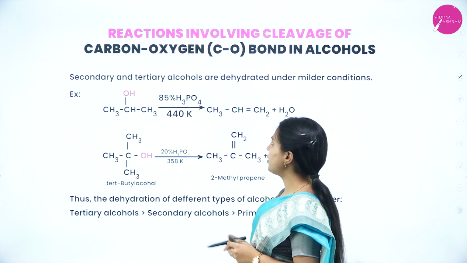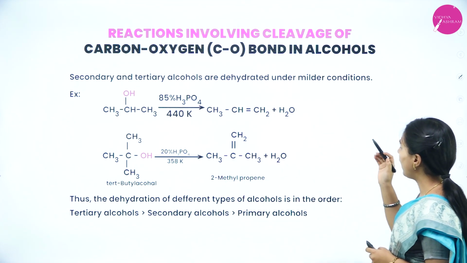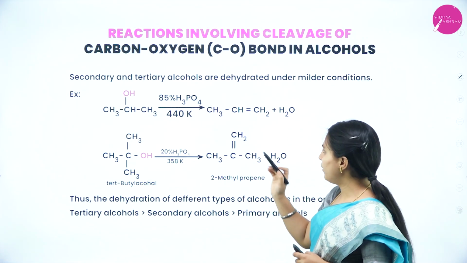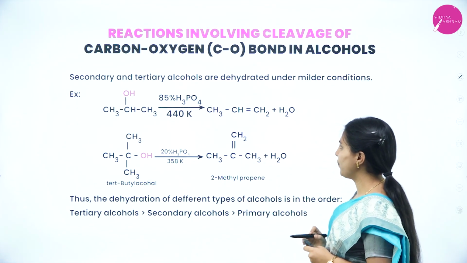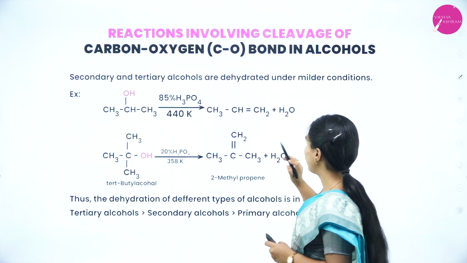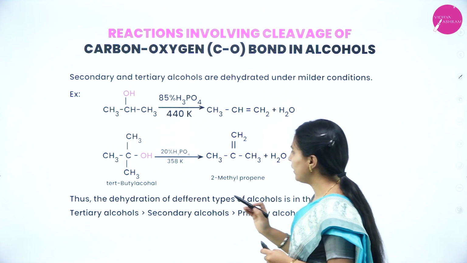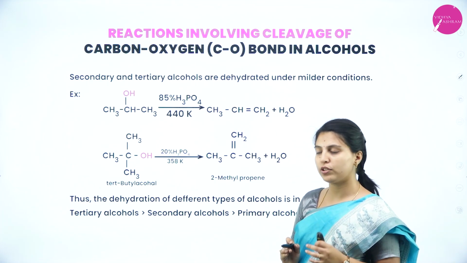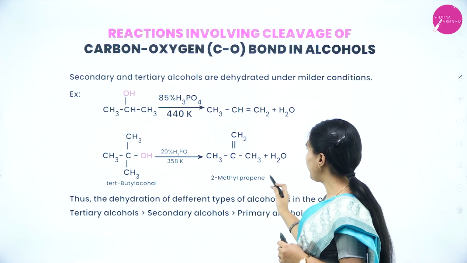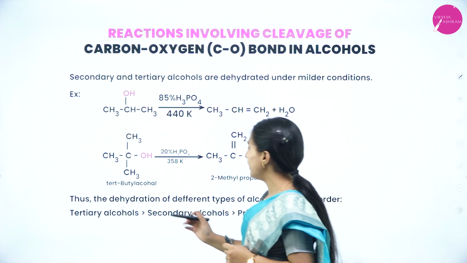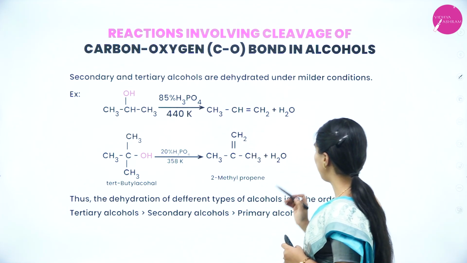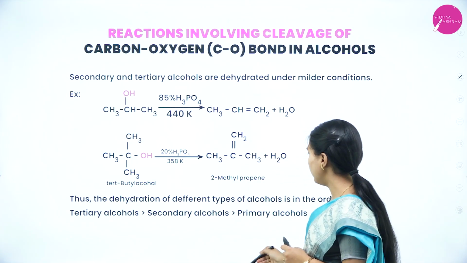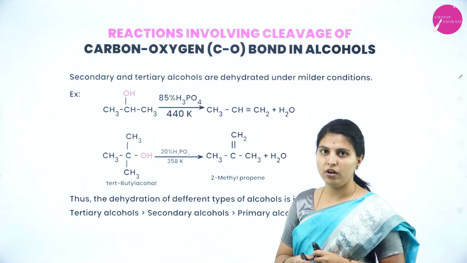Next, secondary and tertiary alcohols are dehydrated under milder conditions. This is secondary alcohol at 440 Kelvin in the presence of phosphoric acid. Propene will form, along with water. Here tertiary butyl alcohol at 358 Kelvin and in the presence of phosphoric acid, 2-methyl propene will form. Thus, the ease of dehydration of different types of alcohols is in the order tertiary alcohol, secondary alcohol and primary alcohol.